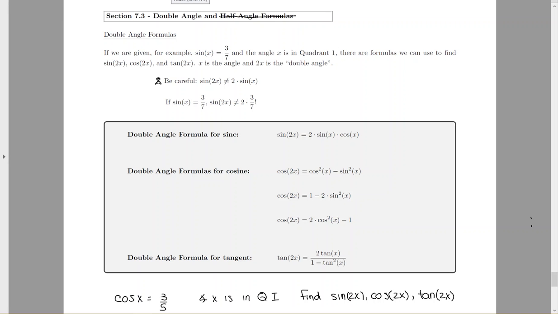Okay, in section 7.3, we're going to focus only on the double angle formula, and that's all you're going to be tested on your final exam. So the double angle formulas, there's three basic formulas that we're going to be looking at.